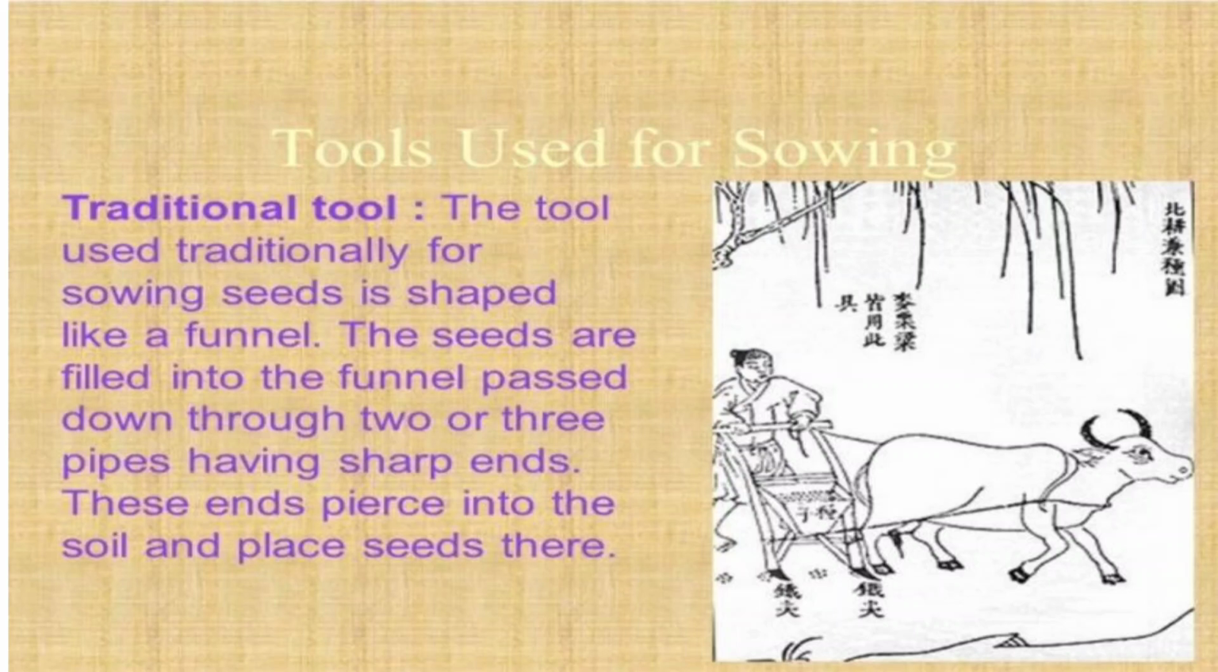There are some traditional tools and there are some modern tools. What are the traditional tools? The tools which have been used since ancient times are known as traditional tools. The tool used traditionally for sowing seeds is shaped like a funnel. Usually these tools are shaped like a funnel, a funnel-like structure like this.